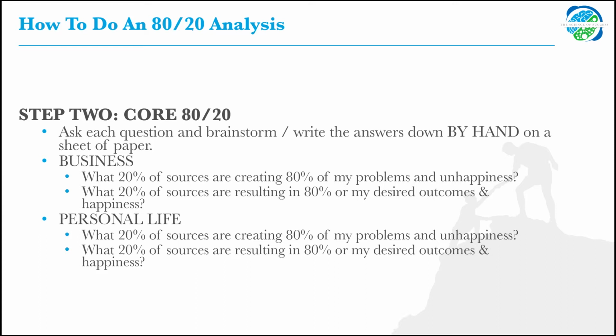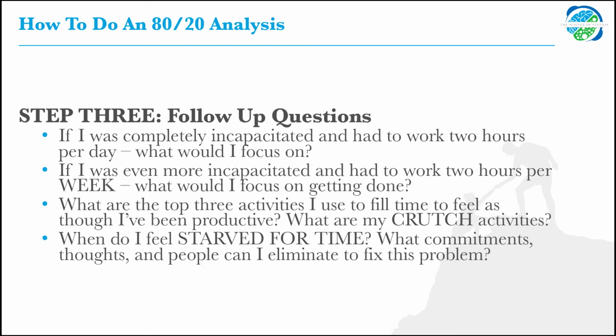And I like to do this for my personal life as well. The same questions. What 20% of sources are creating 80% of my problems and my unhappiness, right? That's the negative question. And then what 20% of sources are resulting in 80% of my desired outcomes and my happiness? This is the core, but there's more that you want to do after this, right? The next is we start with these follow-up questions. These help you dig in and get specific about how to really look at the meat of this.